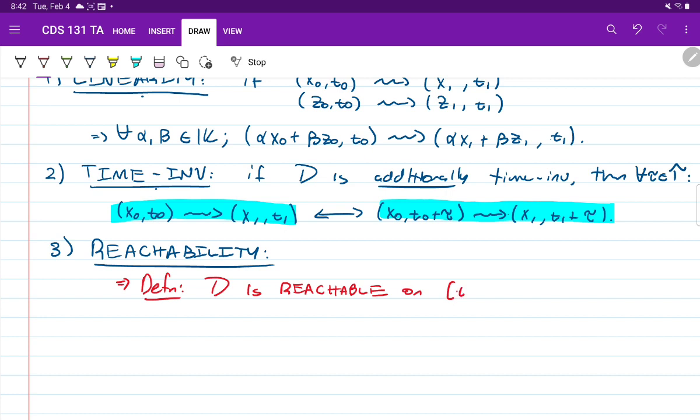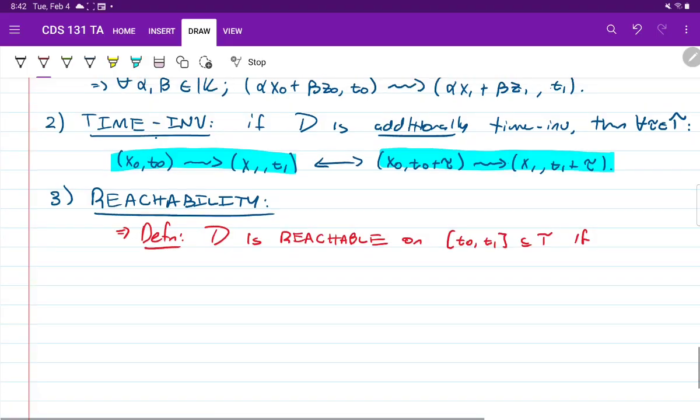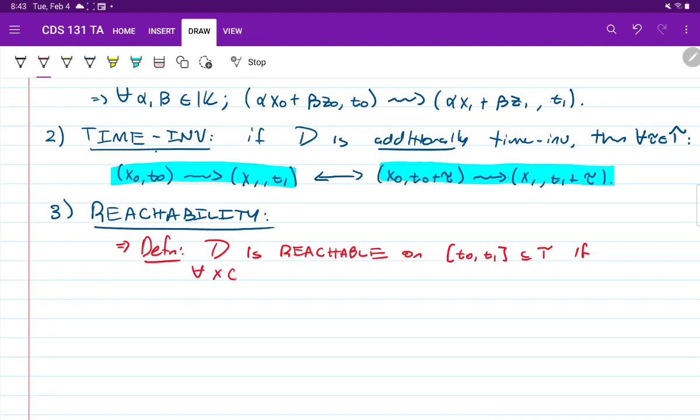We say that D is reachable on the interval t0, t1, a subset of T, if for all states x in my state space, I can go from the origin 0, t0 up until x, t1. Okay? So basically, reachability is a very specialized version of controllability, right? It just says instead of going from any start state to any end state between these times, I can go from the origin to any end state between these times. Okay? So that's the definition of reachability.